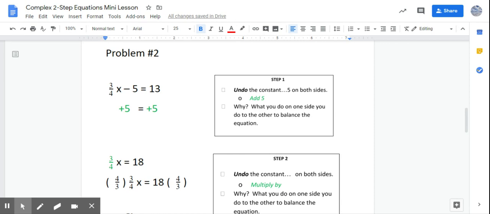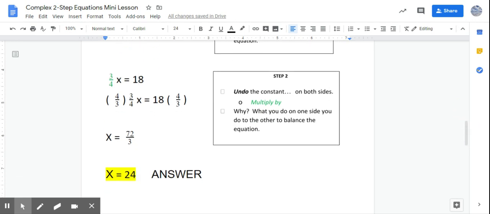We're going to undo and get rid of our constant. In this case, the constant is negative 5. The opposite of subtraction is addition. So we're going to add 5 on both sides of the equation. These two cancel themselves out. We're left with 3/4 x. We know that 13 plus 5 equals 18. So now we have 3/4 x equals 18.